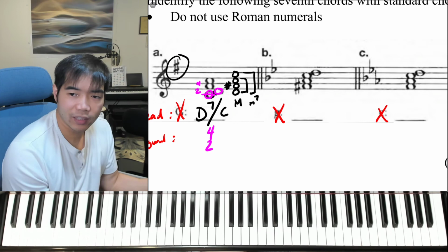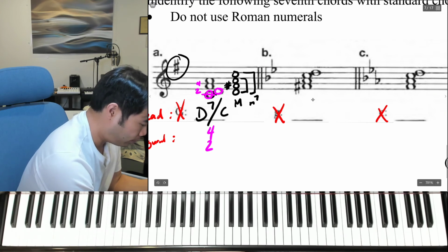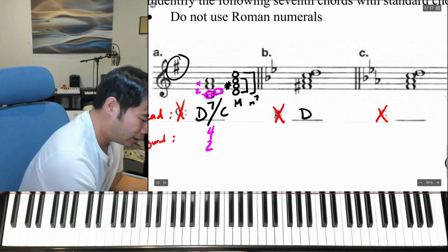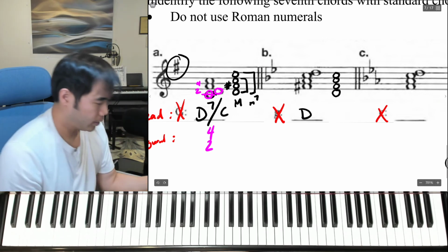First step, what is the bass note? Well, space, space, space, line. The line is the bass note. So the bass note, again, is D. Let's change it to root position. So I'm going to move D to the bottom here, like this.